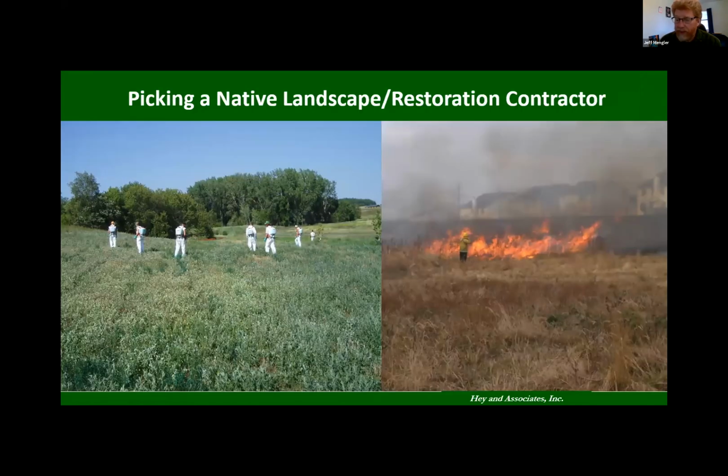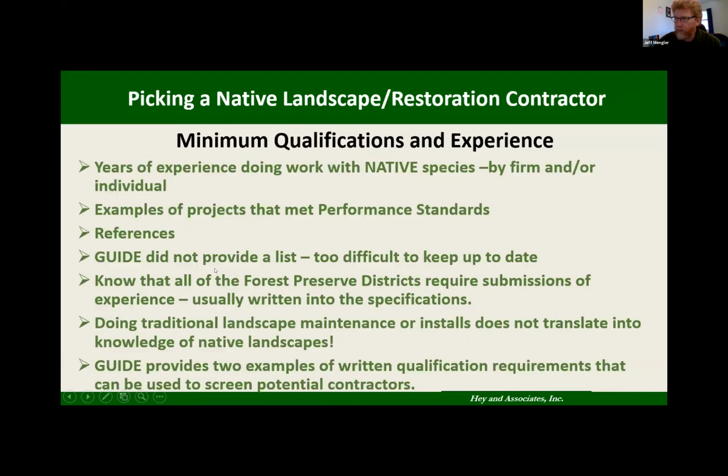But in picking a contractor, you want to be comfortable that they're qualified and they know what they're doing when you're dealing with, say, controlled burns or applying chemicals to the landscape. Bill was just talking about using glyphosate to achieve that initial kill before you install the natives. So it's important to look for some minimum qualifications and experience if you're going to contract this work out.